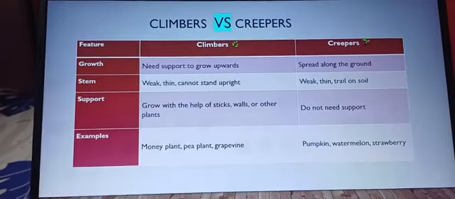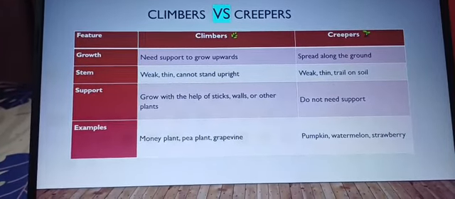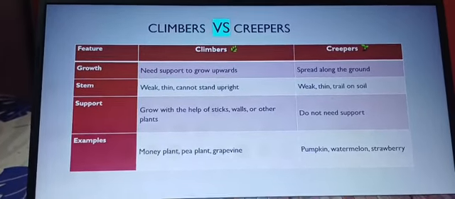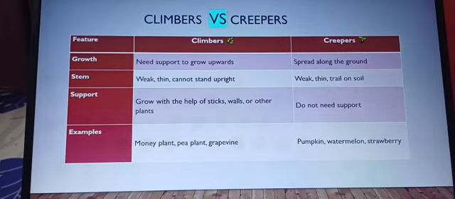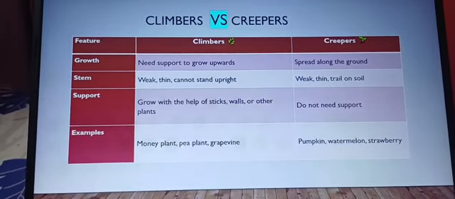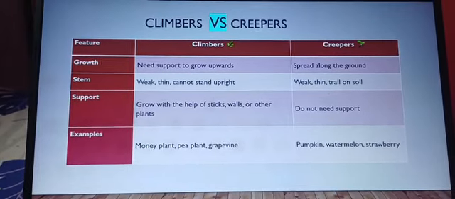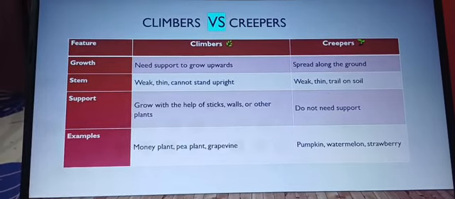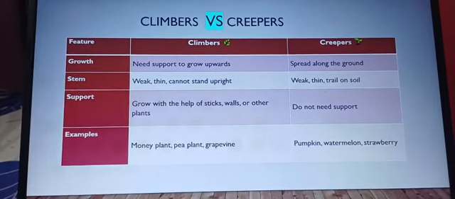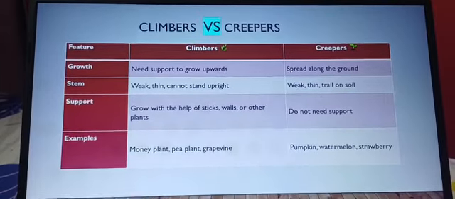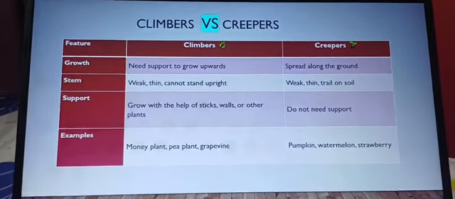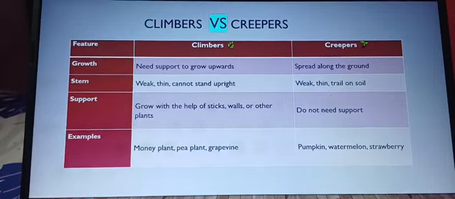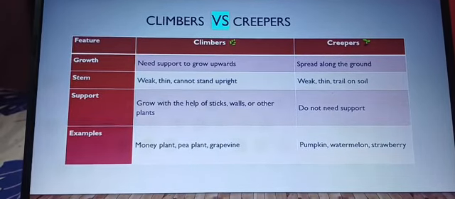Now let's see how climbers and creepers are different from each other. Both climbers and creepers, their growth process is different. How is it different? Climbers need support to grow upwards, and creepers spread along the ground. Climbers have weak, thin stems which cannot stand upright. Creepers also have weak stems, but they trail on the soil.